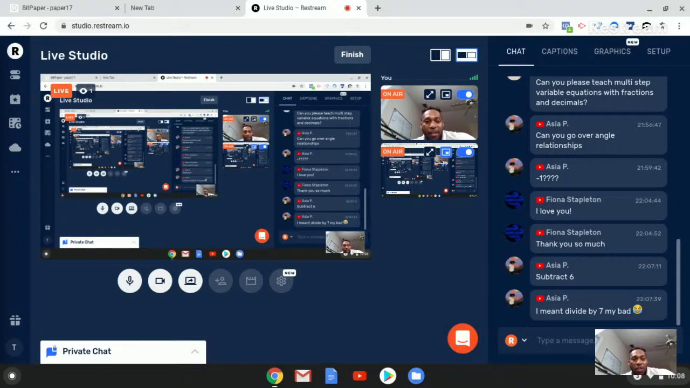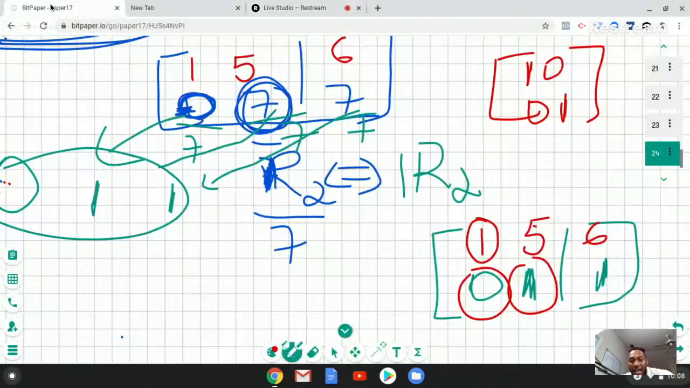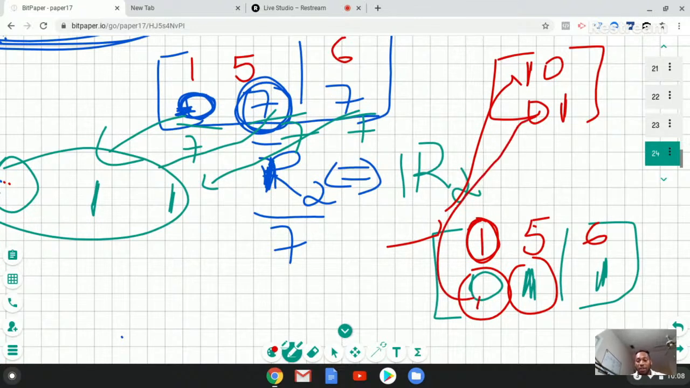Good job, Asia. So what do I need to do to make the last 0 show up? So I have a 1 here in this entry, which is good. That's what I'm looking for. I have a 0 here, which is good. That's what I'm looking for. I have another 1 here, which is another thing that I was looking for. Now I have a 5 here. How do I make that a 0?